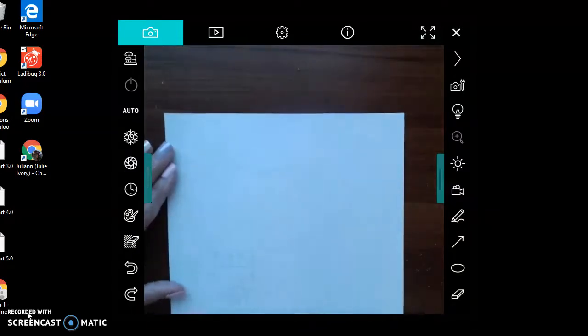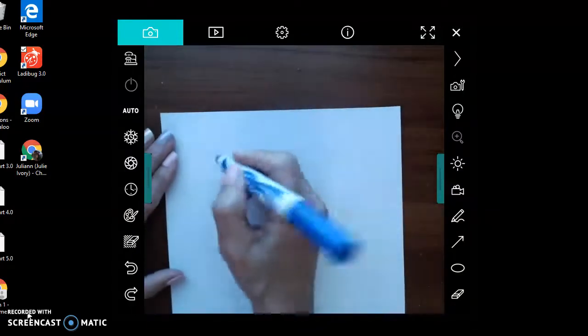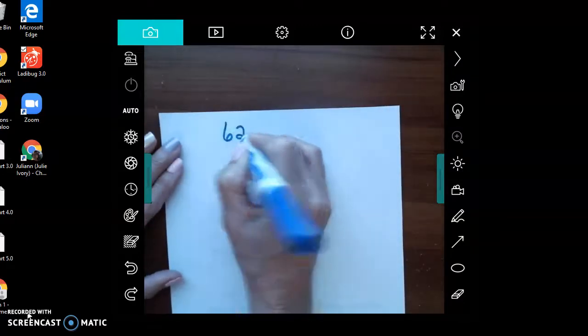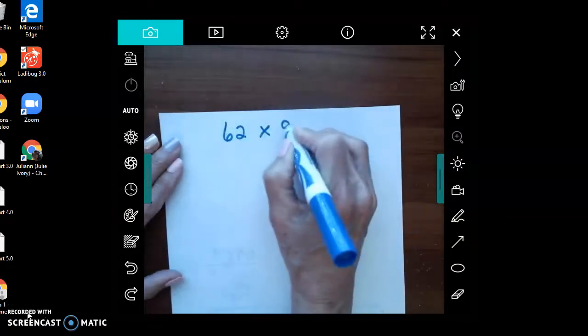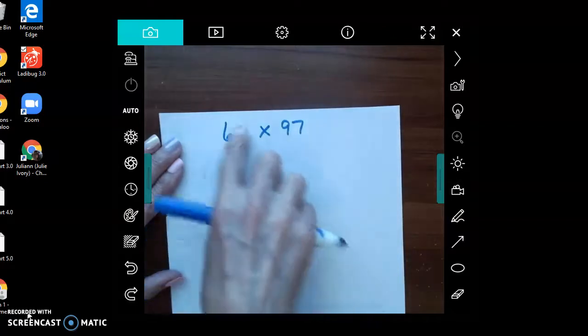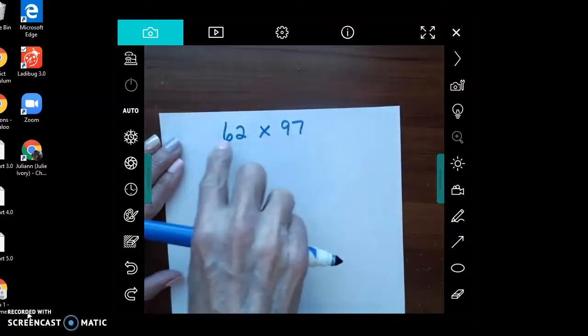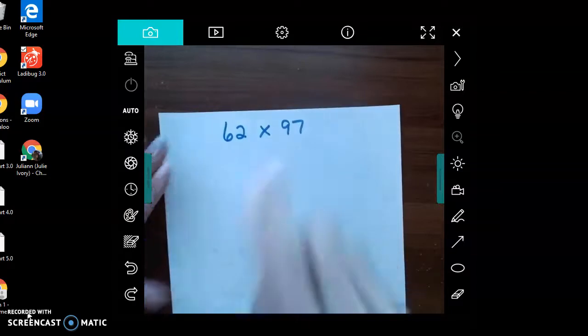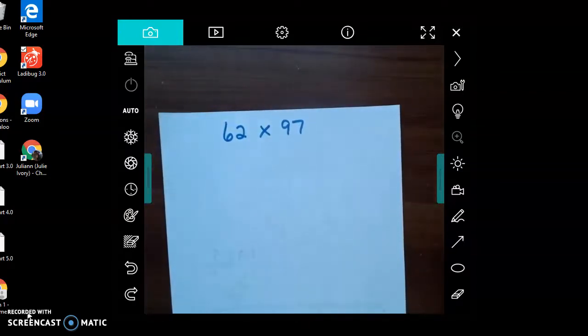All right, let me turn this over. And our last quick review is a number with 2 factors. It looks like 62 times 97. So we have a 2-digit by 2-digit, or we call it a 2 by 2. So we need a 2 by 2 area model. Again, pause the video, draw your area model, and then come back to check it.